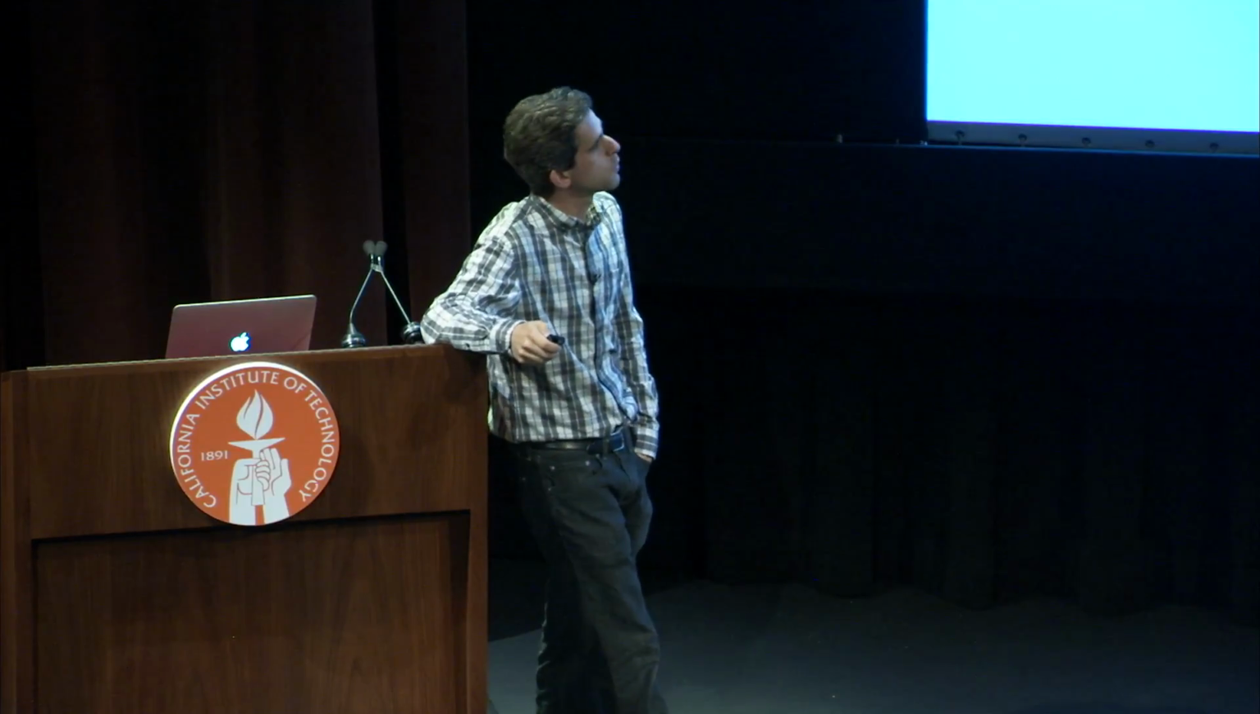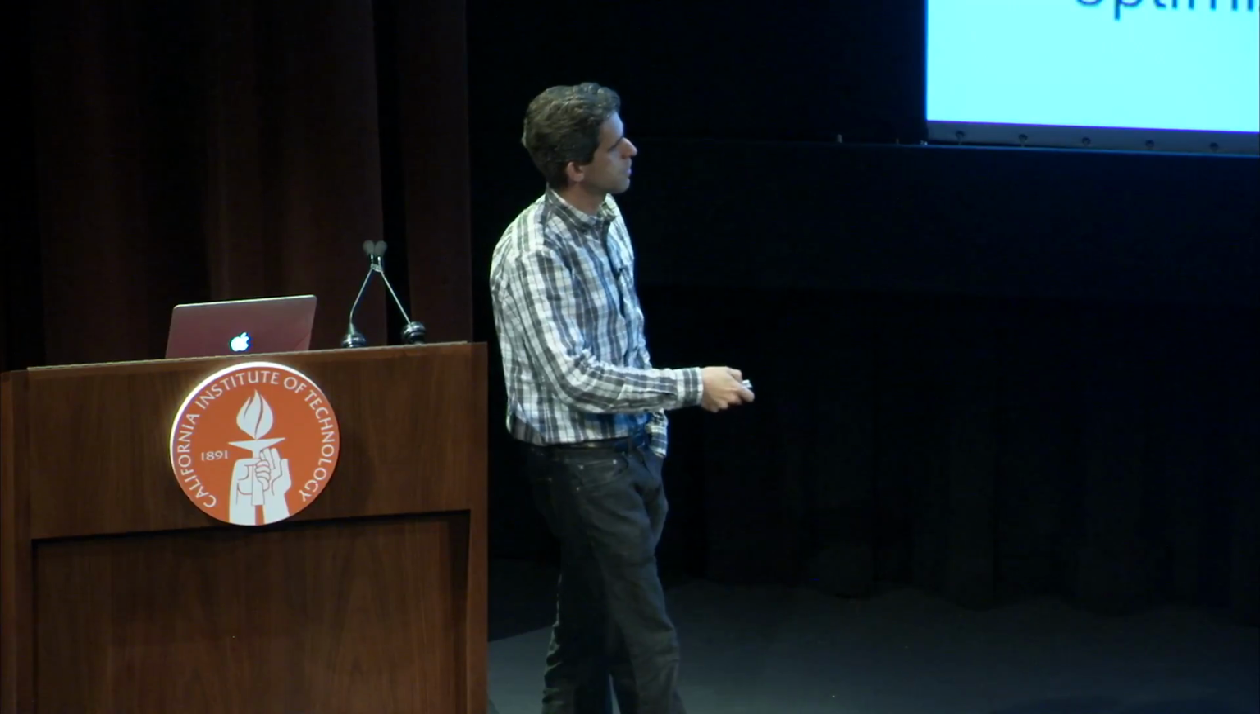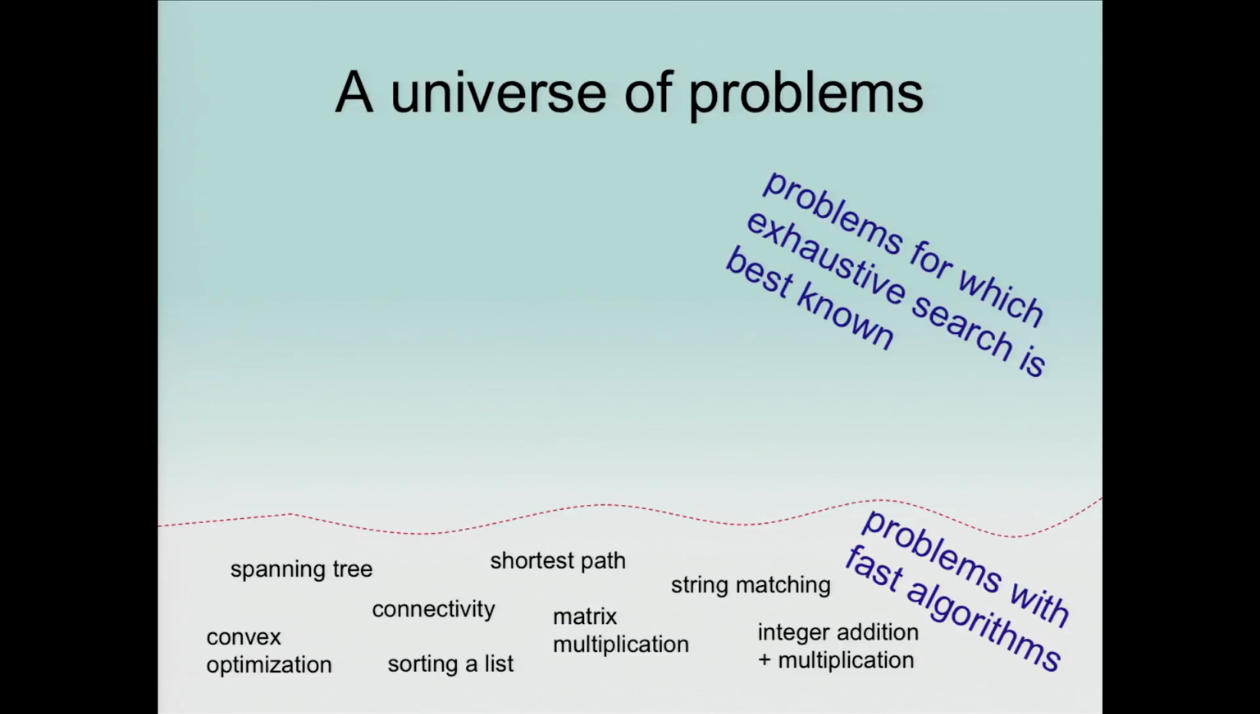So if we think of the universe of problems, here are the problems, many of which we've discussed: integer addition and multiplication, matrix multiplication, connectivity, string matching, shortest path, which is the sort of thing that you need to do for map applications, convex optimization, a big class of problems that you might be able to solve. These are problems that we actually have fast algorithms for. There's a whole bunch of other problems where basically the best thing we know how to do is to just try everything: exhaustive search, brute force.